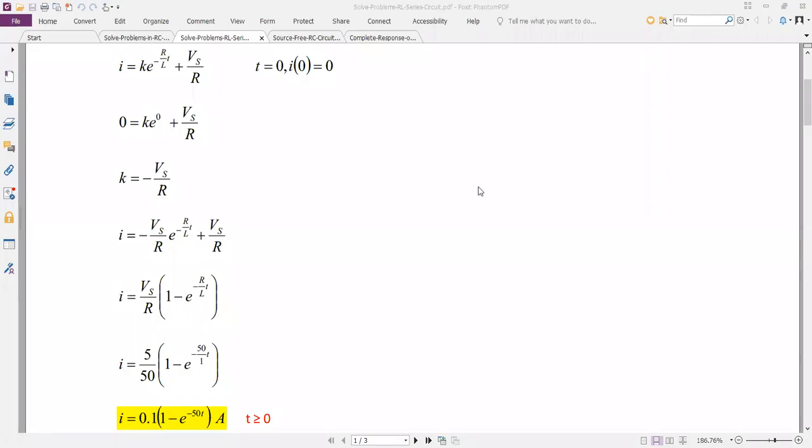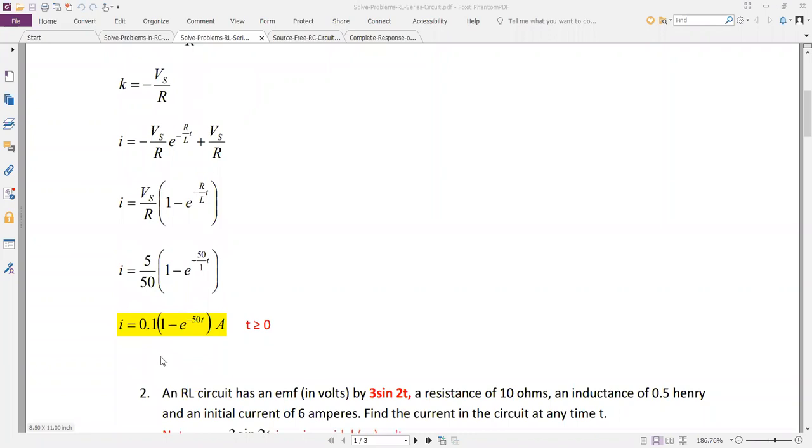Okay, so we will continue where we ended. I think I ended on the part where we need to factor out the V sub S over R. We have the V sub S and the R substituted already here. And our current for the RL circuit that was shown to you is 0.1 times the quantity 1 minus e raised to negative 50t.